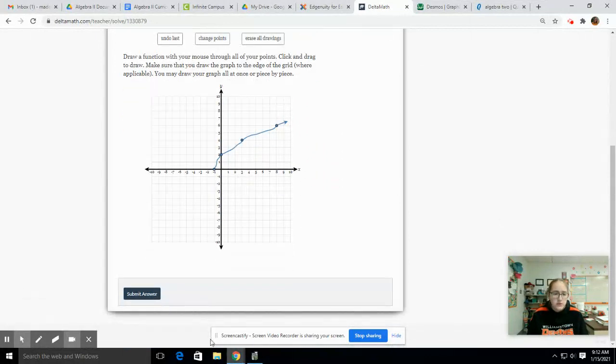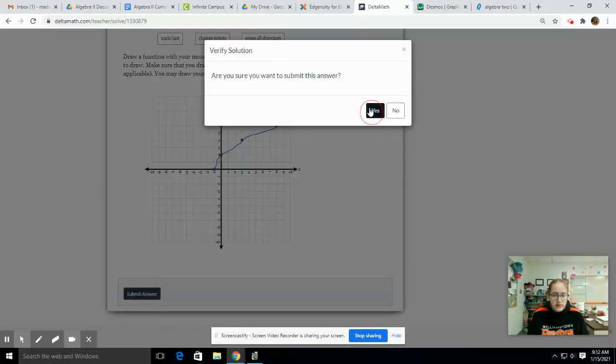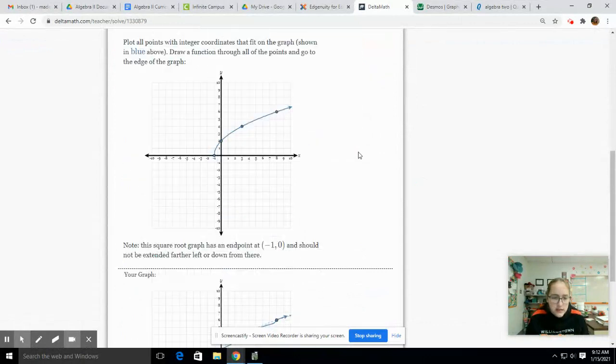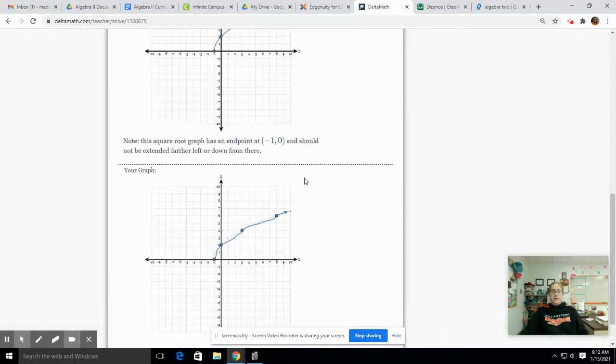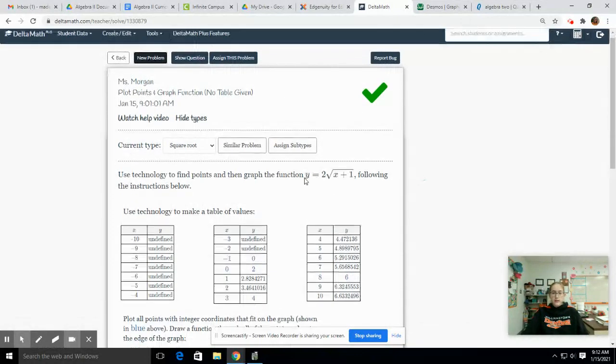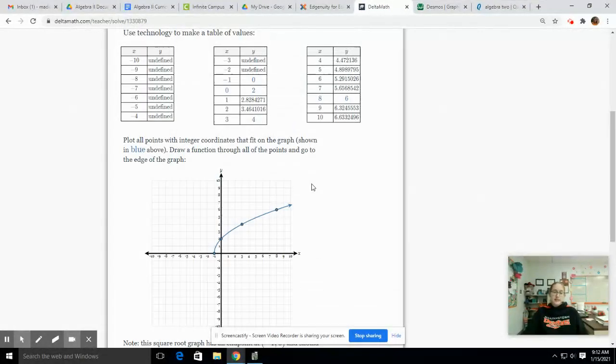And that's close enough. We're going to submit our answer. We're going to hope it takes it. Yes, it does. So for this one, you can see that my line was not straight or not curved correctly because my blue line differs from this dotted line, but it did go through all the right points, so Delta Math counted it. But that's really the long and the short of it.